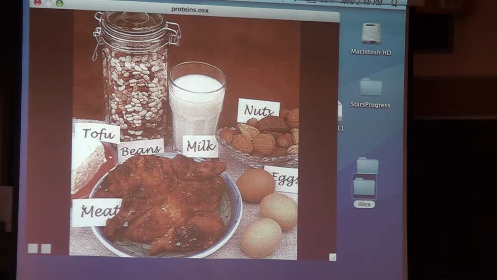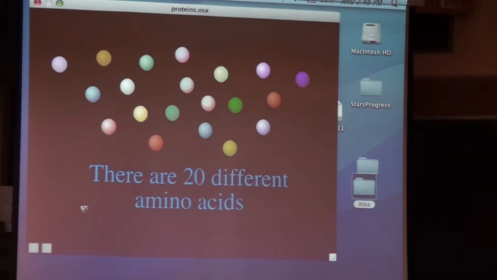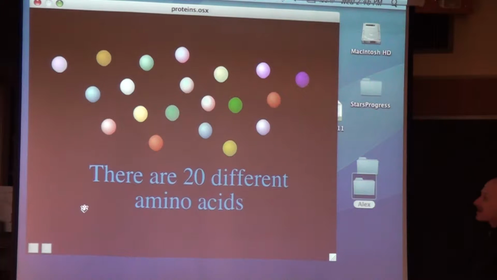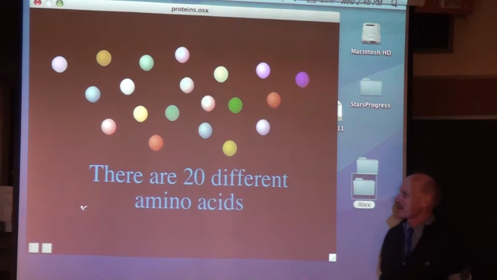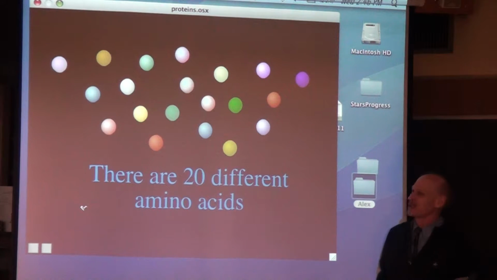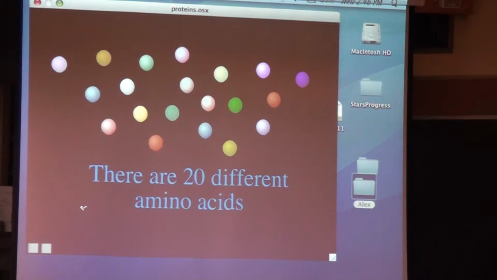So when you eat any of these foods, your body breaks them down into their separate amino acids. So you get the raw amino acids, and then your body takes those amino acids and constructs them into your own proteins. Now, remember there are 20 different amino acids. Some of the 20 amino acids you don't actually need to get in your diet because your body can construct them for itself.